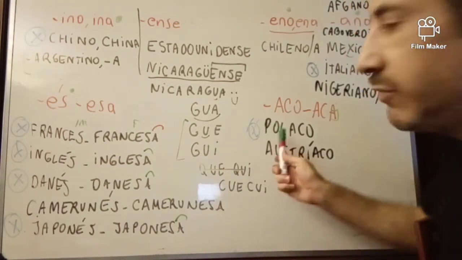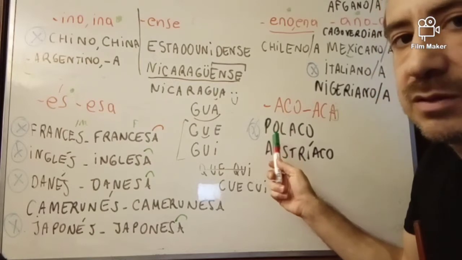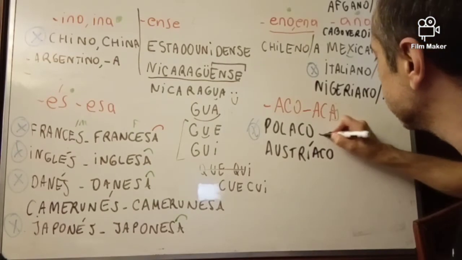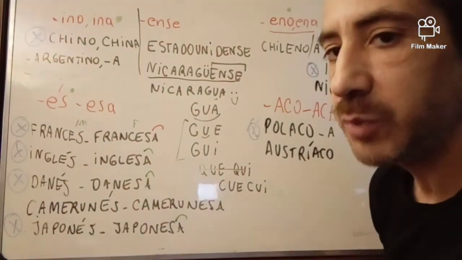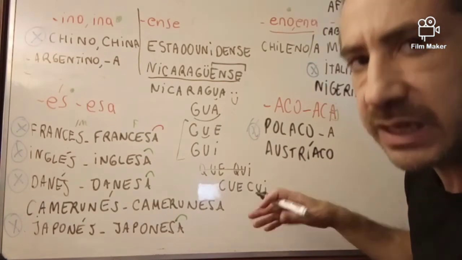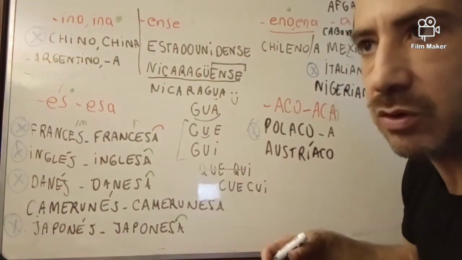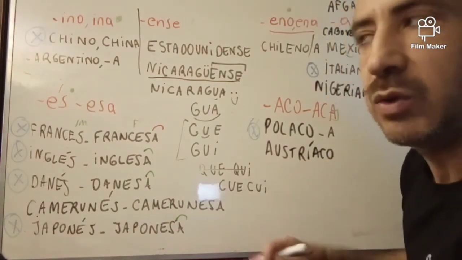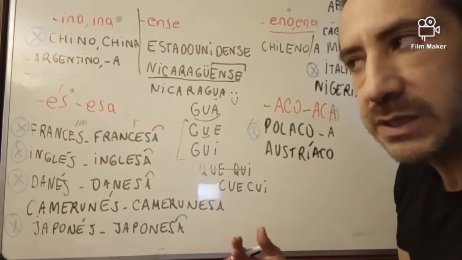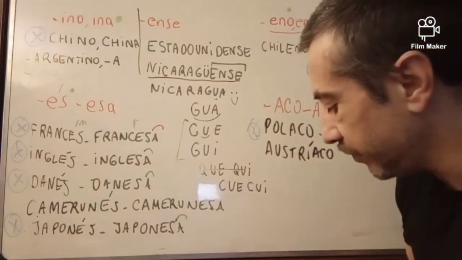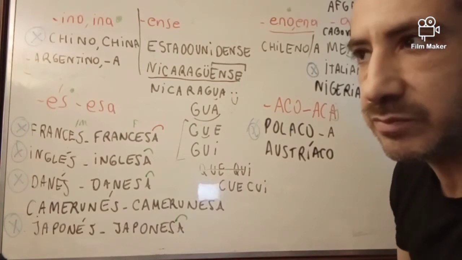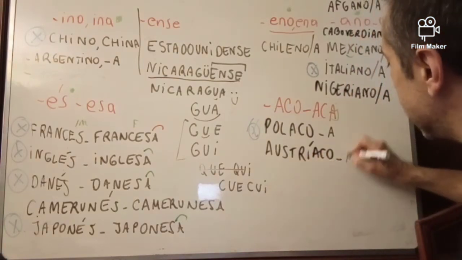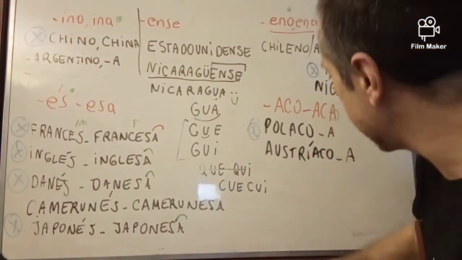For example, from Poland, Polonia, polaco, polaca. From Austria, austríaco. You may hear austriaco. You can say austríaco or austriaco. Both are correct. Austríaco is more often used by older people. So nowadays, younger people say austriaco. Austriaco, austriaca.